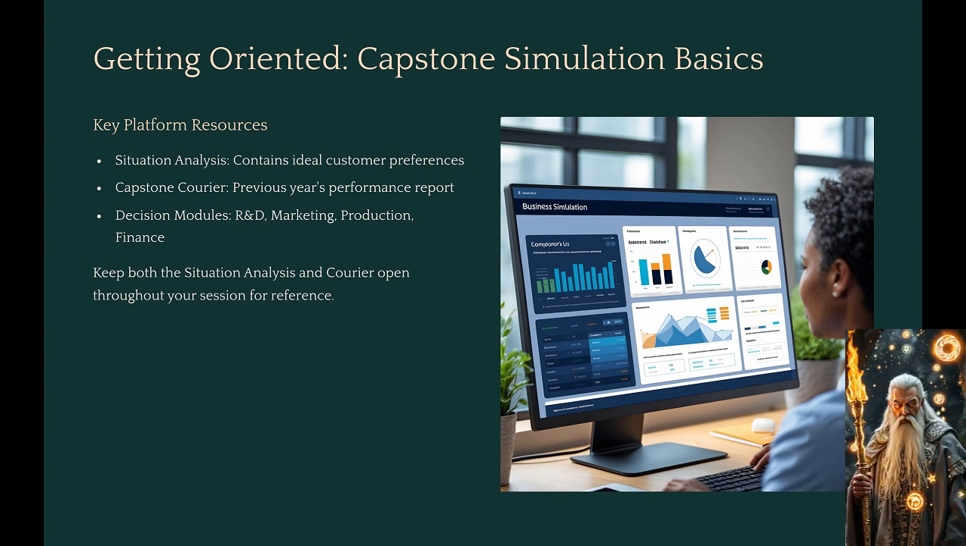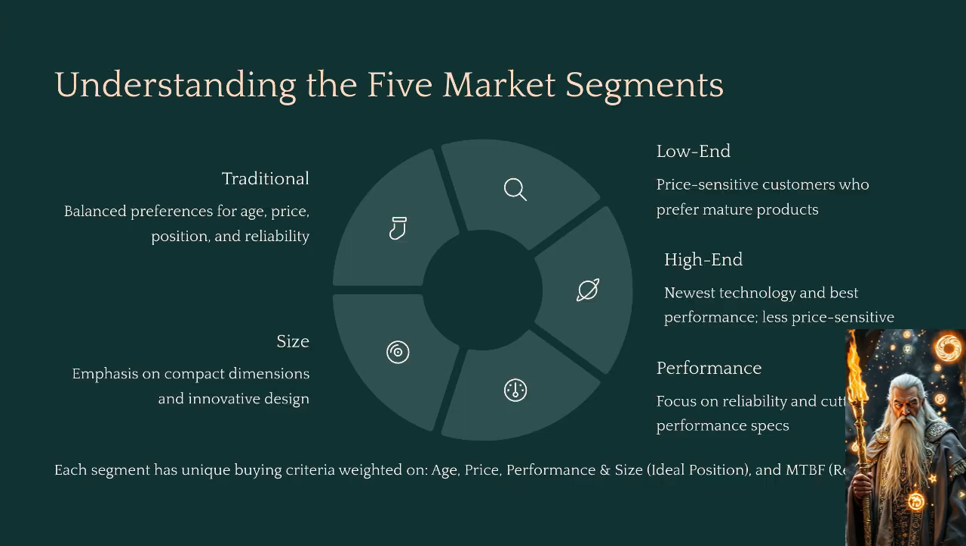2. Understanding the 5 market segments. Capstone divides the market into 5 segments: traditional, low-end, high-end, performance, size. Each segment has unique customer buying criteria with weighted importance on age, price, performance, and size, together known as ideal position, MTBF, mean time between failures, or reliability. Understanding these is the foundation of good decisions.